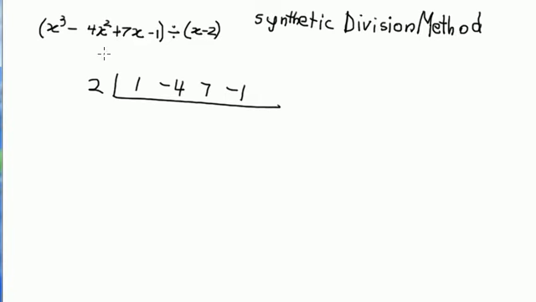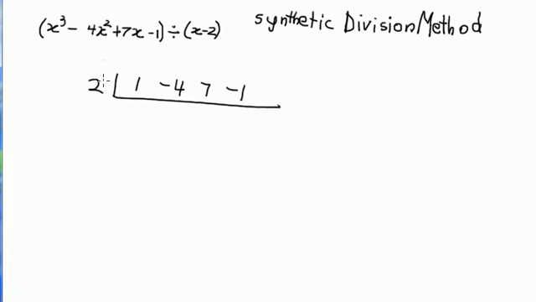So I'm going to just set up this box where I just copy the coefficients of each term of the third degree polynomial. So the first term has a coefficient of 1, the next term has a coefficient of -4, then 7, and then -1, which is the constant. You need to ensure that the terms are listed in order by the power of the term. So this is already in the correct order.